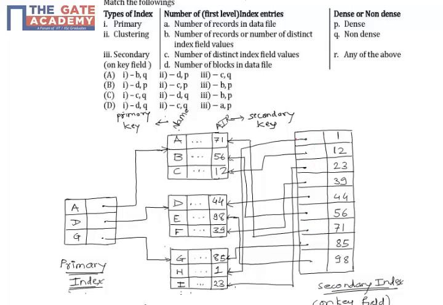Now let us look at the secondary index file for the same database. Here the index file has one entry for each record of the data file. For example, 1 points to the correct record on block 3. Similarly for others. Hence the number of entries in the secondary index file is equal to the number of records in the database, which is 9.